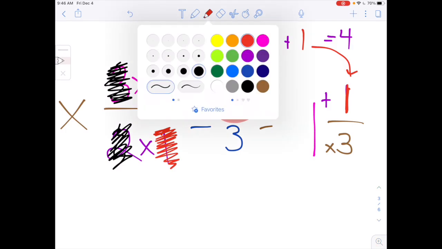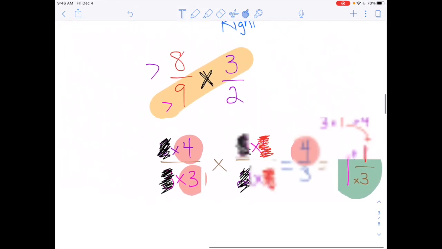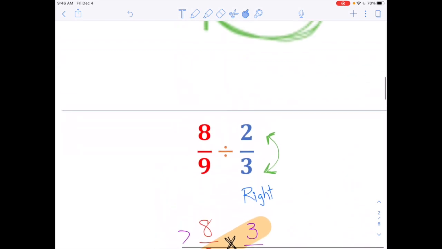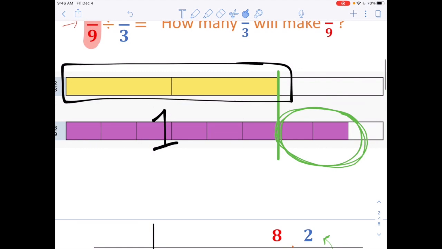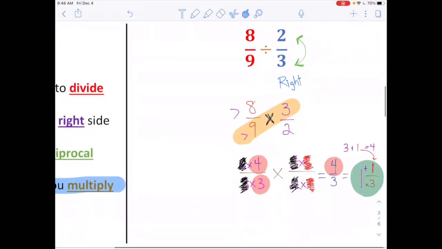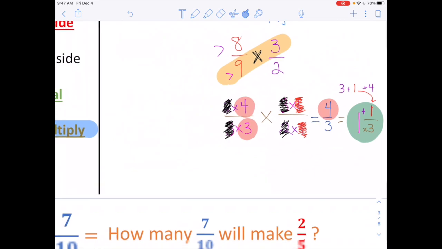Let's put that in maybe green. 1 1/3. And let's look back at the work we did on the previous page. Look at that. We said that our answer is a little bit more than 1 because that giant yellow piece fits into the purple piece 1 time, plus there's a little extra. 1 time is the purple, and the little extra is the fraction that's still left, the 1/3. All right, let's try another example.